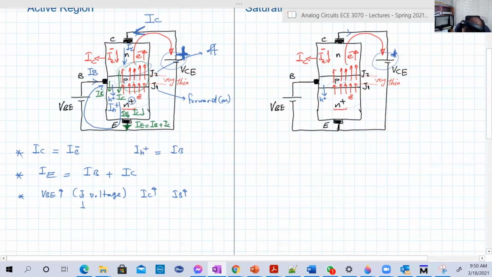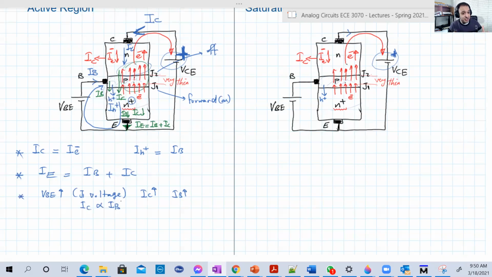So IC or IB, whatever, is proportional to the other guy. If we start by IC, it will be proportional to IB. If we start by IB, IB is proportional to IC. And actually both are dependent on VBE, the junction voltage. And for each transistor, when we fabricate it, there is usually one ratio for this, which is called beta. So IC equal to beta IB.